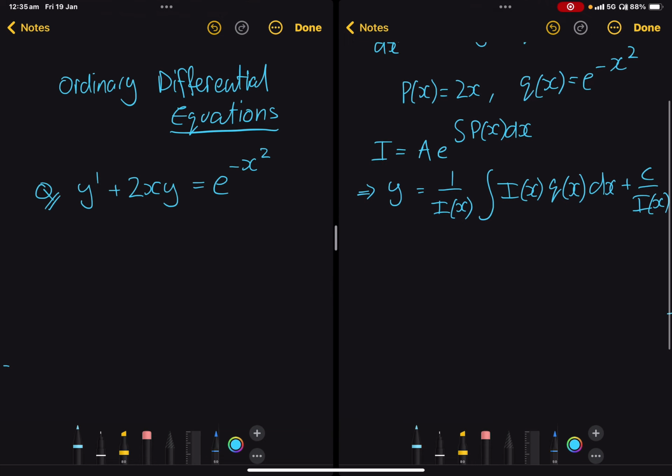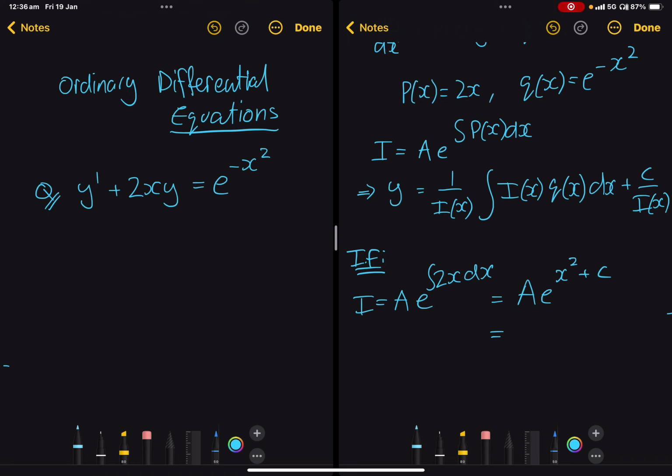So let's get started. We're going to find the integrating factor first. It is equal to some value a multiplied by e to the power of the integral of 2x dx. The integral of 2x is x squared, so this ends up being a times e to the x squared plus a constant, which we'll call c.